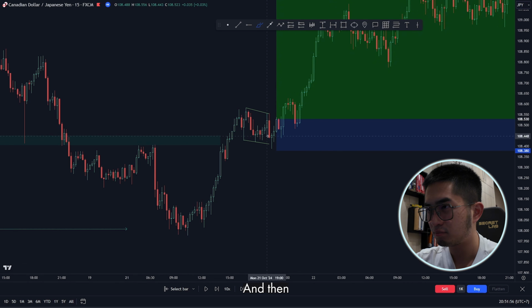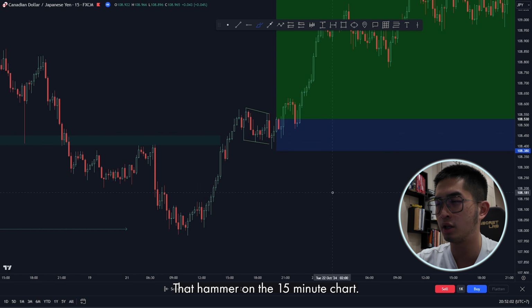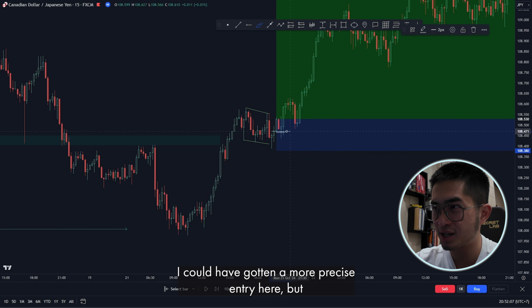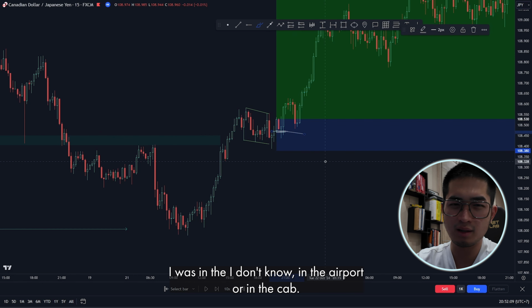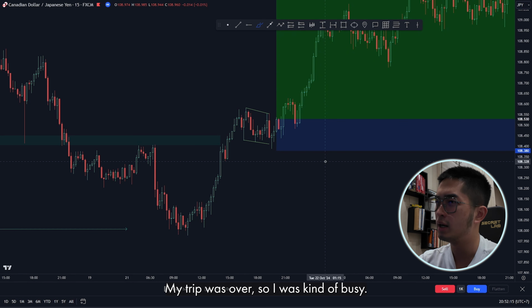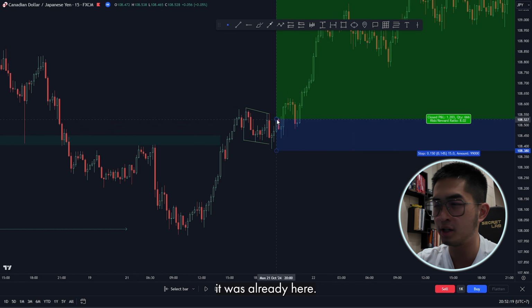And then once we had this candle here, that's a beautiful bounce, right? That hammer on the 15-minute chart. I entered the trade a bit late. I could have gotten a more precise entry here, but I was in the airport or in the cab. I was going home. That's all I remember, right? My trip was over. So I was kind of busy, you know, and by the time I was back on my phone looking at the charts, it was already here.